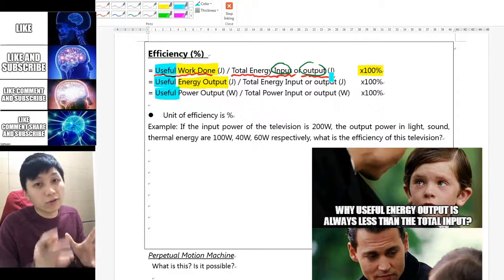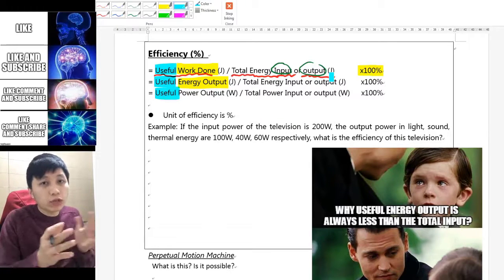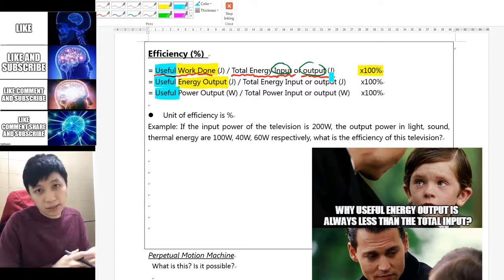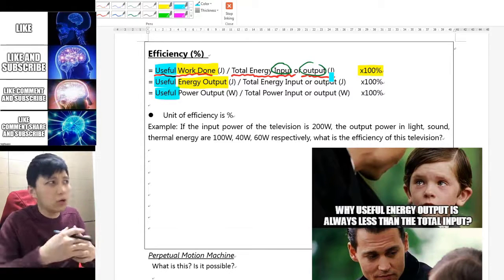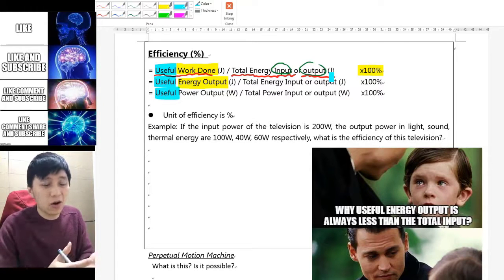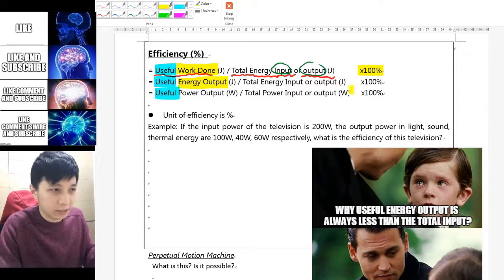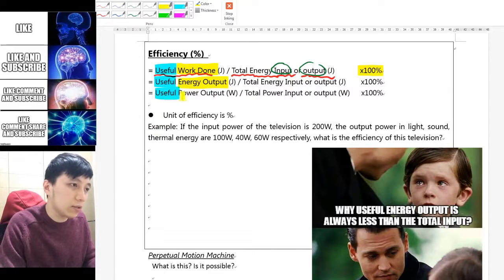If you look at all three, they are all referring to the useful one anyway. So it's very important that you know for a certain system what energy is useful. It will really depend on the purpose of the system. So you cannot generalize or memorize a certain kind of energy because it really depends on the aim of the system. Here, instead of using work done, you can say energy output, and whatever is below the fraction is basically the same. The one that is slightly different is the last one, which instead of using energy, we can refer to the power output.